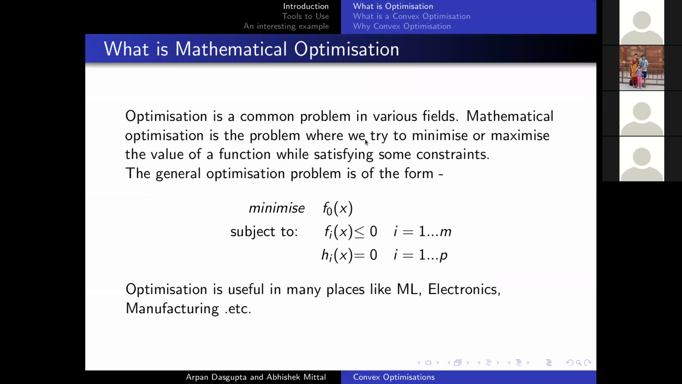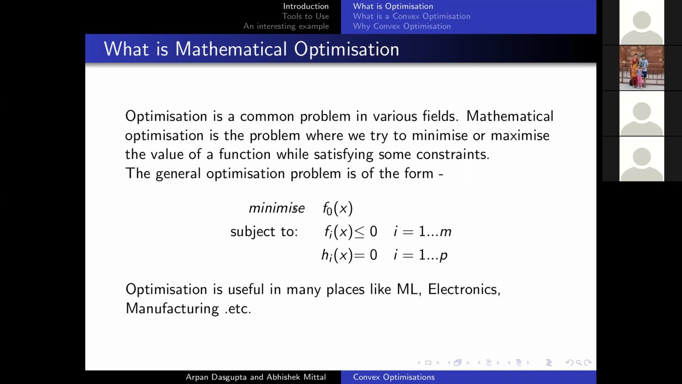So we try to minimize or maximize an objective function, however the domain is constrained by two types of constraints. One is the inequality constraints, which are f_i, where i ranges from 1 to some number m, and equality constraints, which can be any number. So this is the general optimization problem.